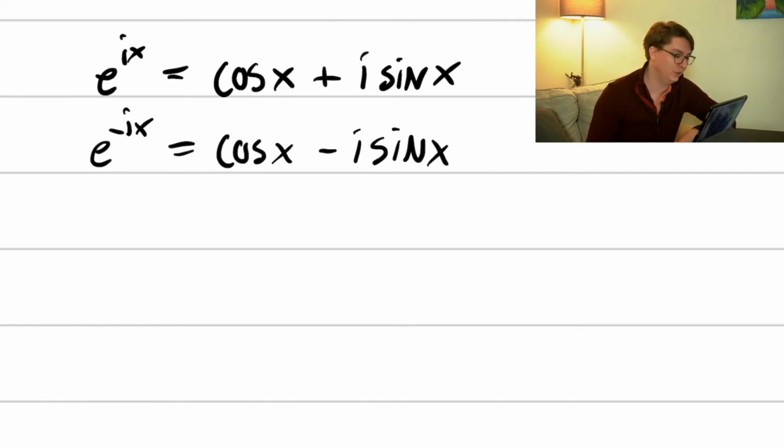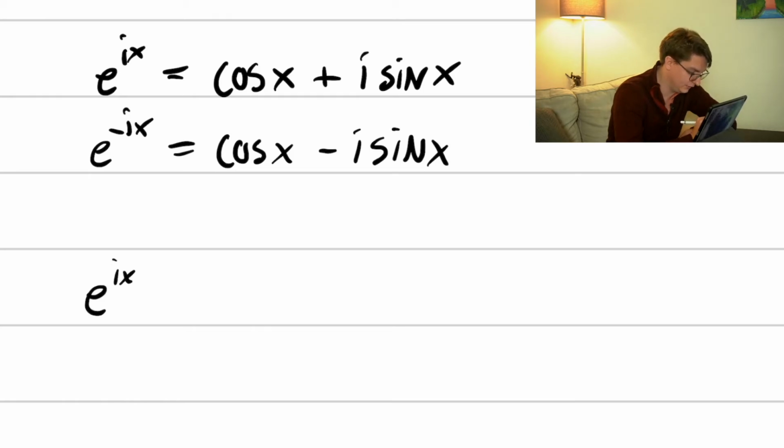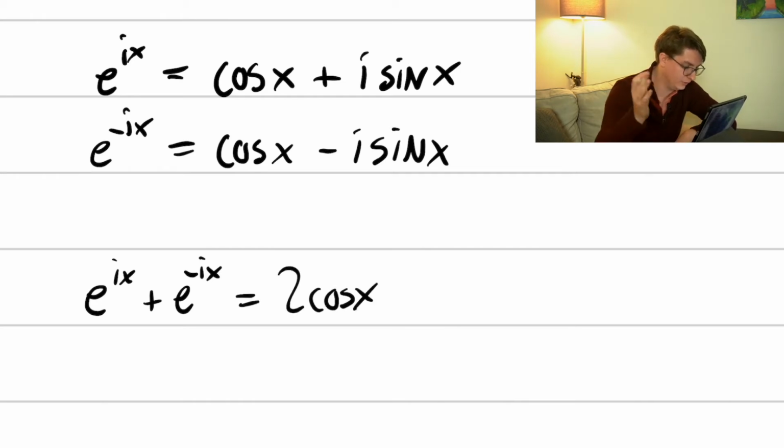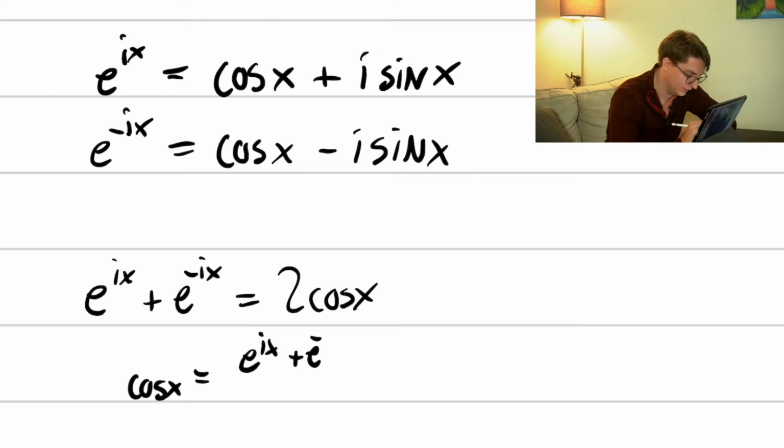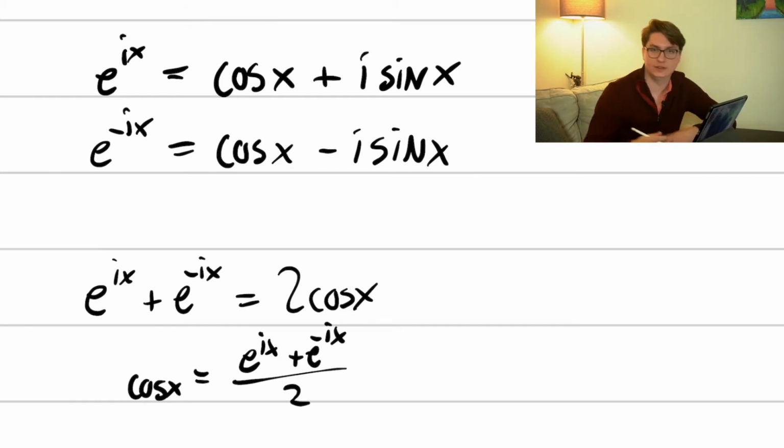So let's take these two equations and add them together. So we get e to the ix plus e to the i negative x equals 2 cosine, because the signs go out if we add them together. So you can see that cosine x equals those two complex exponentials added to each other divided by 2. And there's our connection.